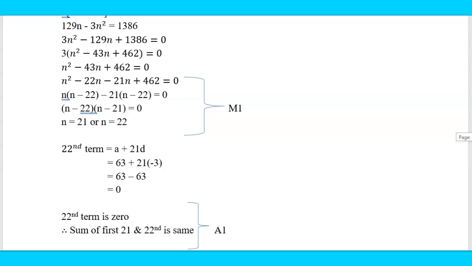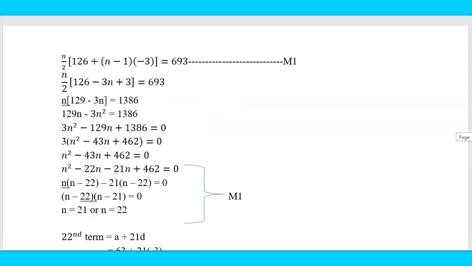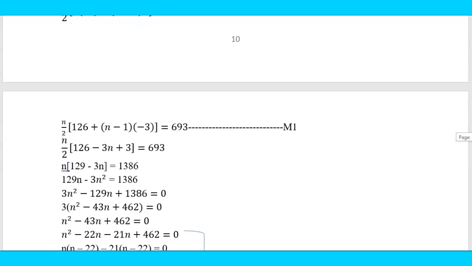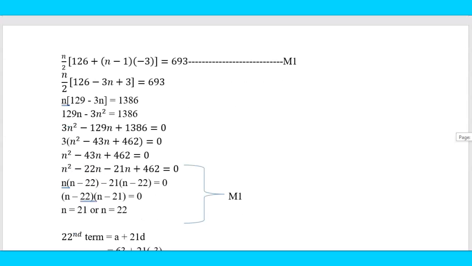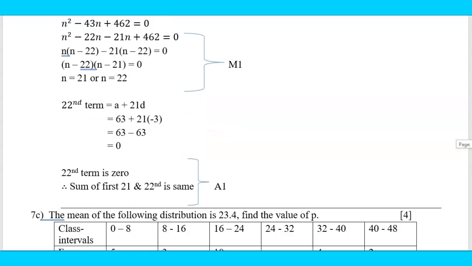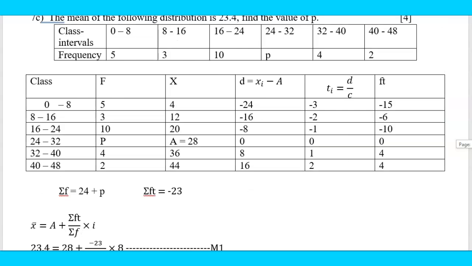So that means the 22nd term, as it is a decreasing AP, must be 0. You can show that, or even without showing it, if you have reasoned that because it is a decreasing AP. The reason you have to write is that the 22nd term is 0. That is the reason for the double answer, because the sum of first 21 terms as well as 22 terms is the same answer, because the 22nd term is 0. That is the answer, and if you have not written the reason, you will lose 1 mark.